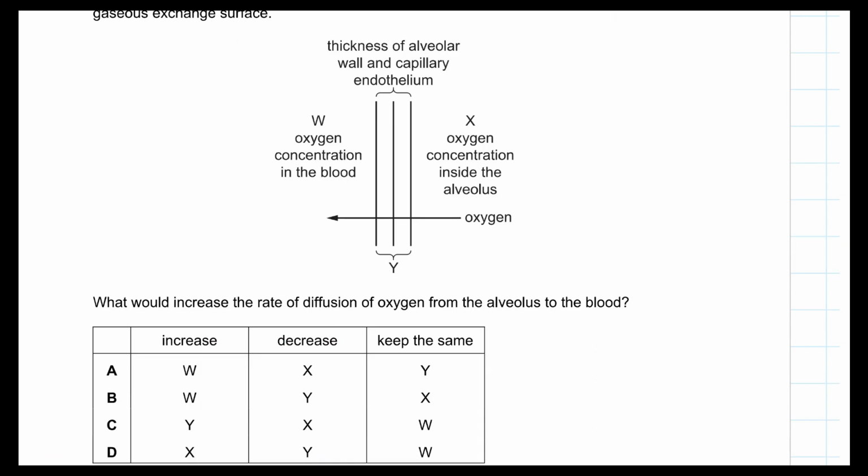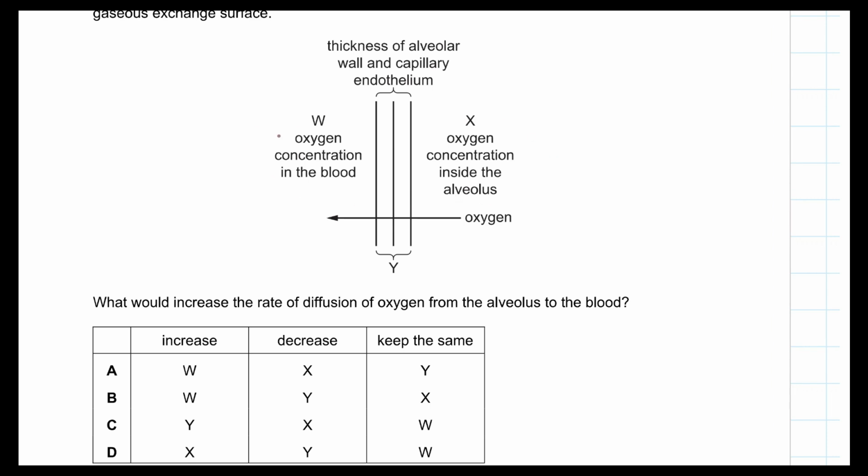Question number 31, the diagram shows oxygen diffusing from the space inside the alveolus into the blood through the gaseous exchange surface. What would increase the rate of diffusion of oxygen from the alveolus to the blood? Now let's look at this diagram. Here we have oxygen concentration in the blood, and for X, oxygen concentration inside the alveolus.